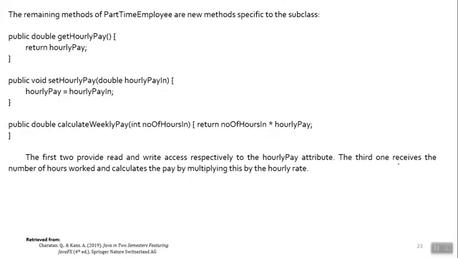And then the third one receives the number of hours worked and calculates the pay by multiplying this by the hourly pay. Okay, so as you can see here, it says the read and the write access of the hourly pay attribute. When we say read, this usually starts with get. So get and set, getters and setters. Get hourly pay is just like getting what your hourly pay is.